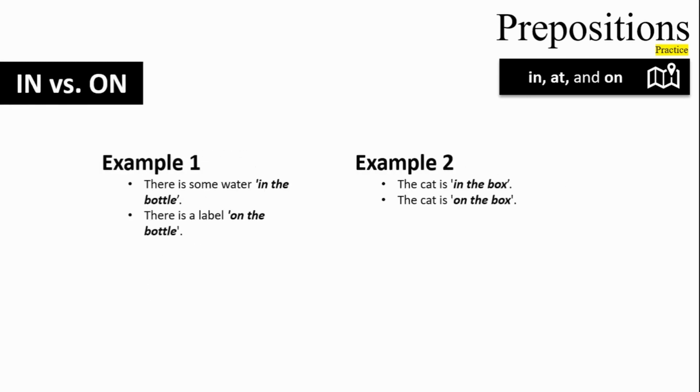Let's compare in and on in a few examples. There is some water in the bottle. There is a label on the bottle. The cat is in the box. The cat is on the box.